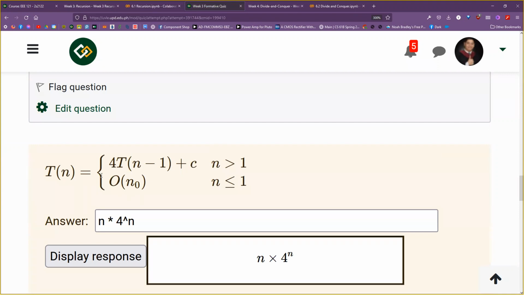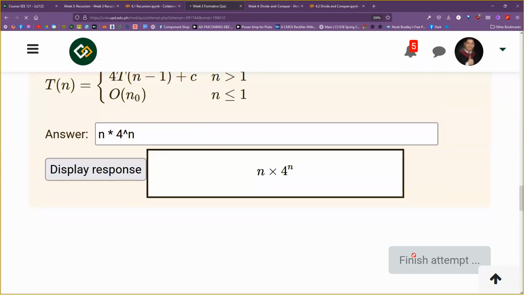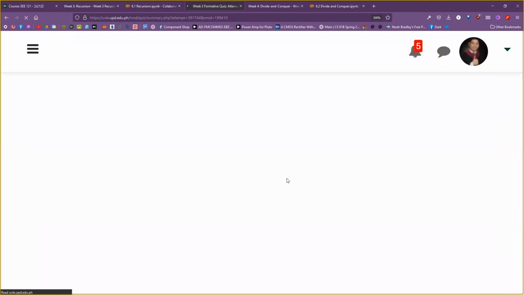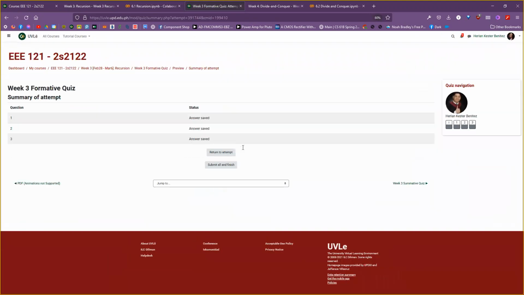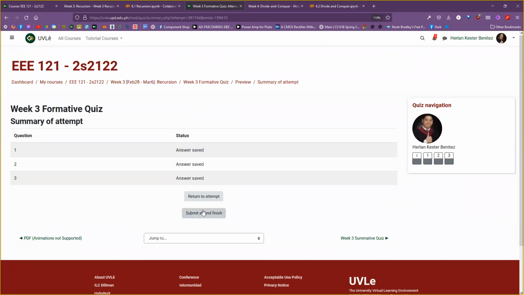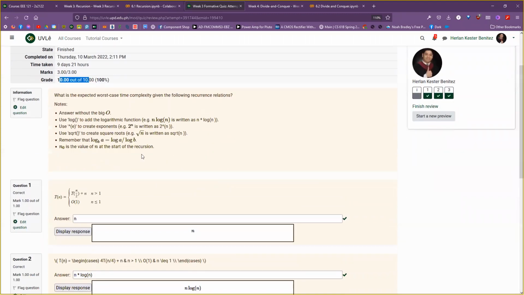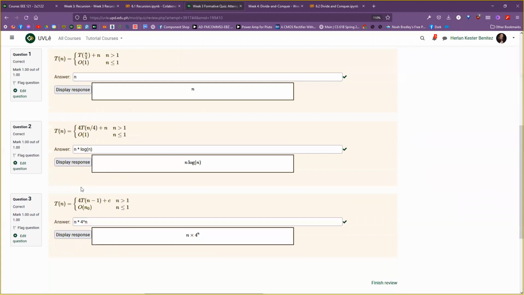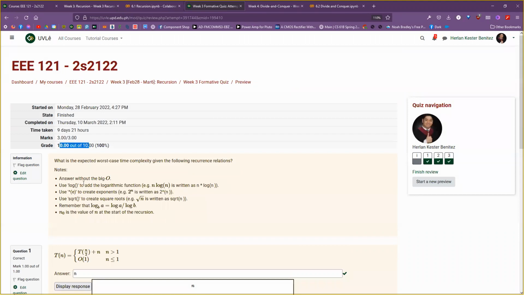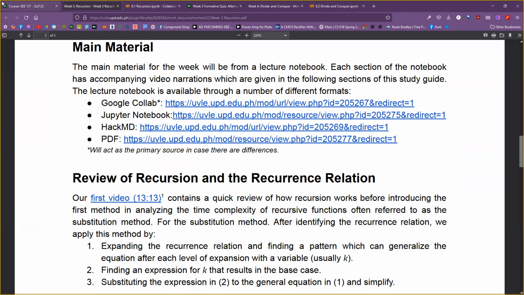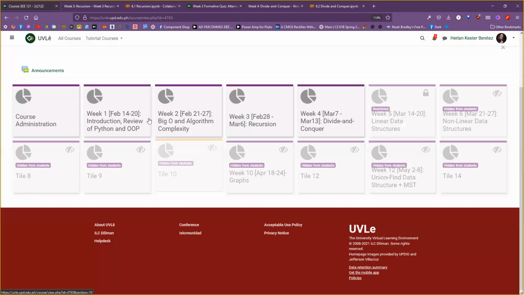Ayan, so if may konting hindi kayo sure kung bakit yung sagot, medyo tanong niyo. Submit all and finish. So yun, grade is 10 out of 10. Yeah. So syempre ako yung gumawa. Mahirap naman kung hindi siya perfect, diba? Formative quiz lang naman to, it's ungraded. Kaya okay lang makita yung sagot. So for the other assessments, medyo kayo na bahala doon.